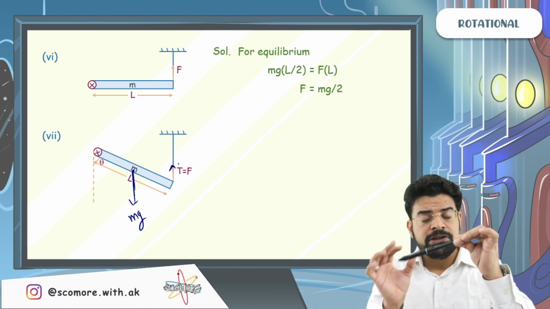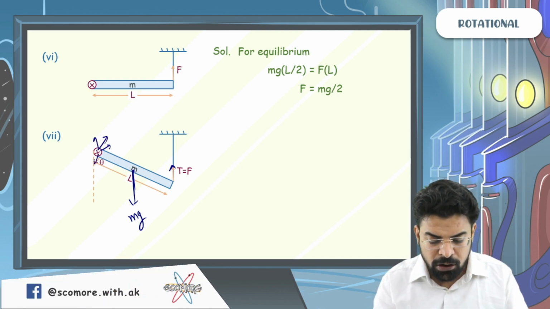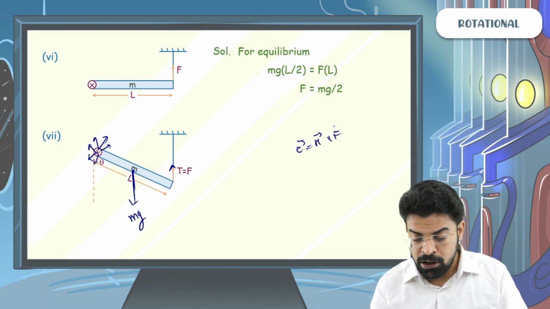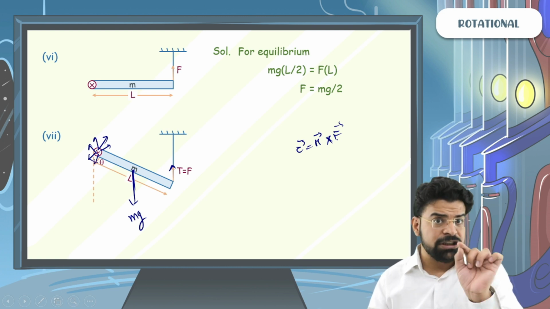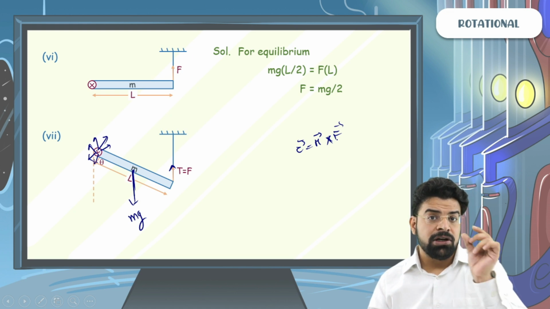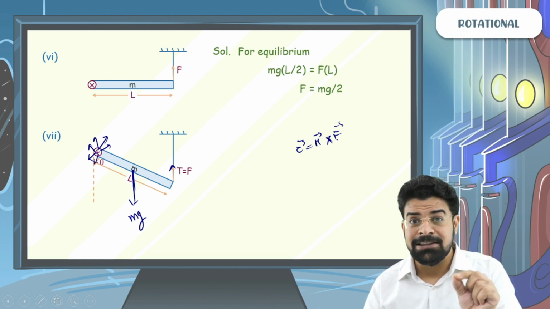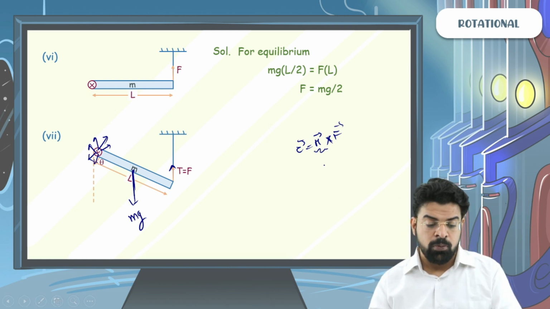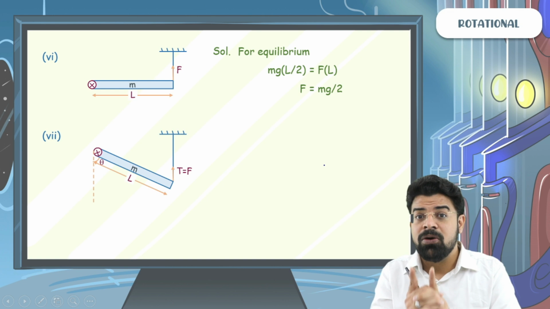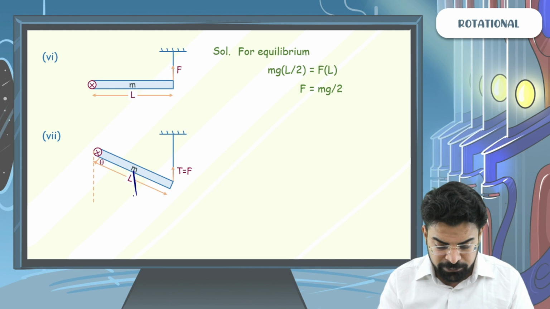Now the hinge will surely apply some force, but since the force of the hinge passes through the hinge, the torque of this force must become 0, as we know that torque equals R cross F. If you are measuring torque from the hinge itself, then the torque of the force applied by the hinge on the rod about the hinge is 0, because R is 0. Once more, the torque of the force applied by the hinge about the hinge is 0 because R is 0. So there will be torque only due to gravity and due to tension.